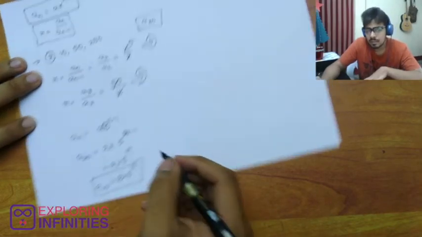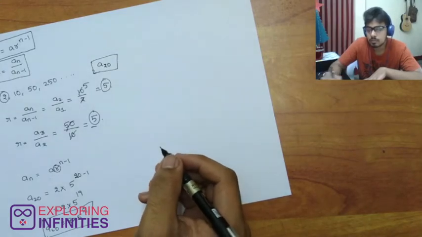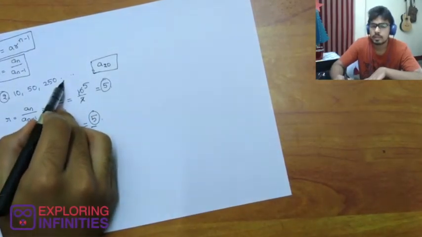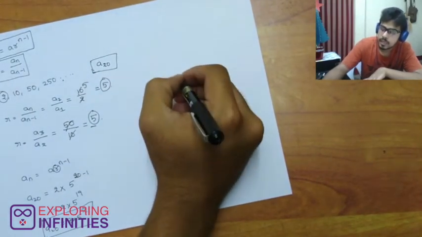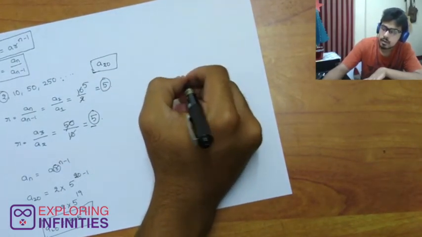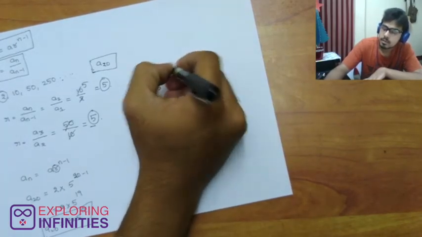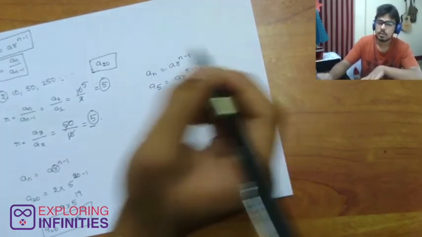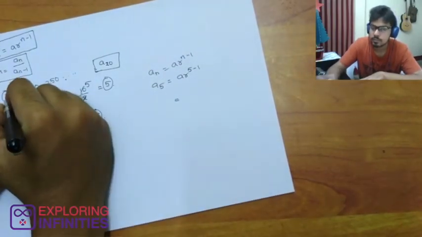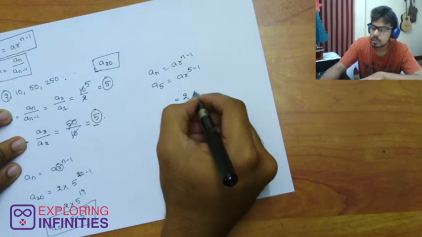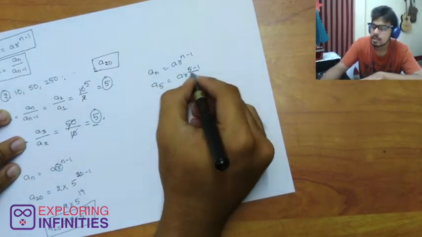Let's find some nearest term. Let's find the fifth term here, the very next term. A5 is equal to a r power 5 minus 1, because a_n is equal to a r power n minus 1 is the formula. What is a here? 2. 2 into what is r here? We found it to be 5. 5 power 5 minus 1 is 4.